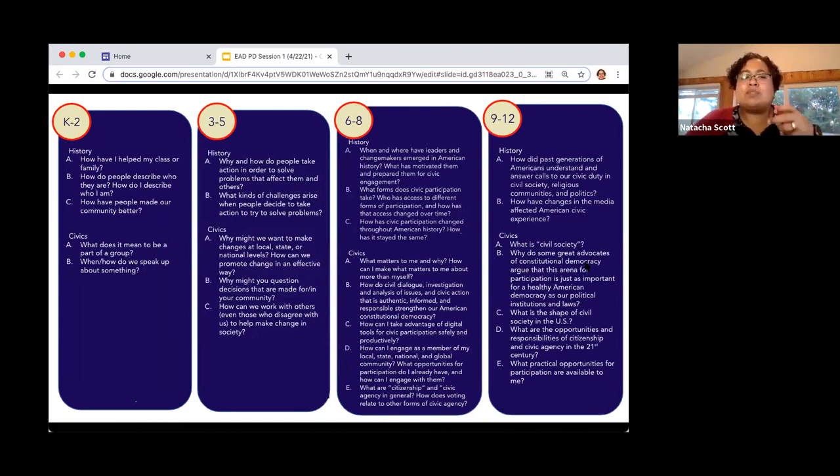But gradually it becomes more complex as students begin to think about how and why people take action to solve problems, when and where, and how leaders and change makers emerge in American history. So you see the scaffolding moving from self and making connections to self in the elementary grades to becoming more content-based and more rigorous as they progress through the grades. You see that nice vertical scaffolding. So it's not one of those situations where a topic is done once and never touched again, but it actually continues to be connected throughout.